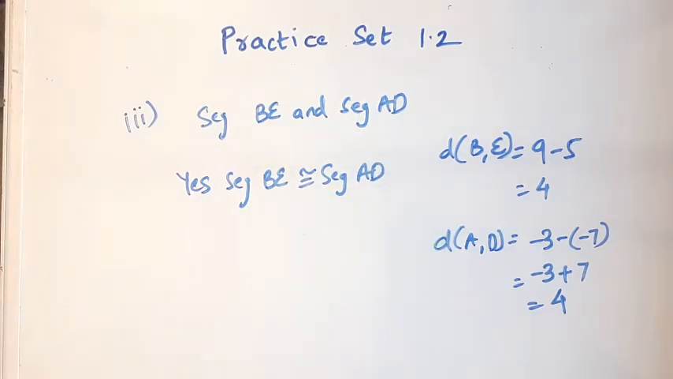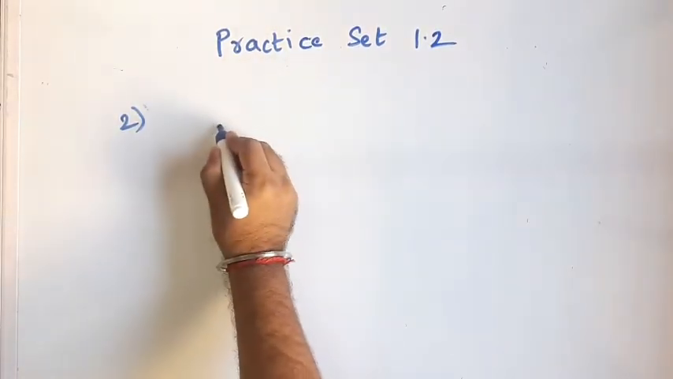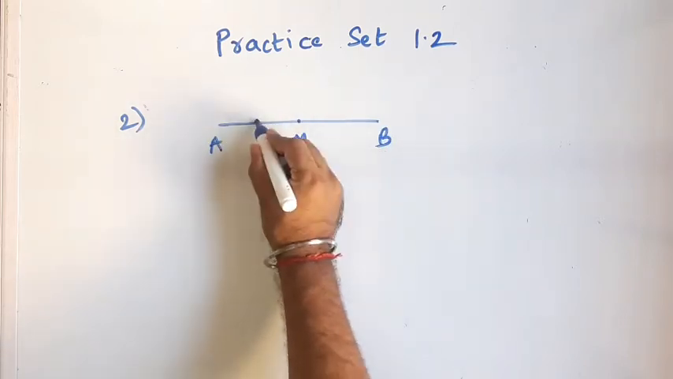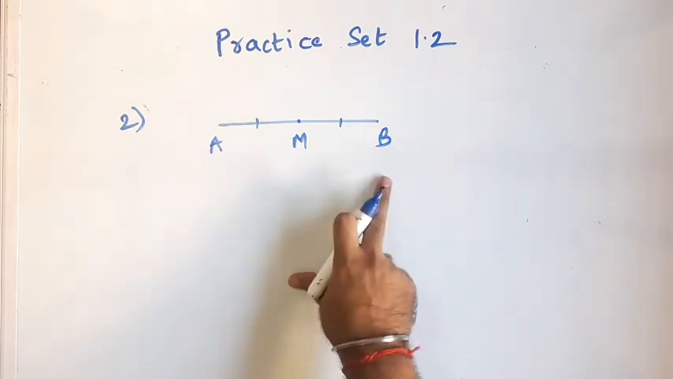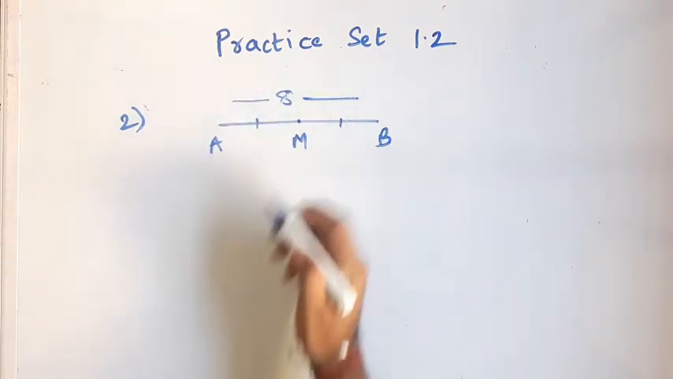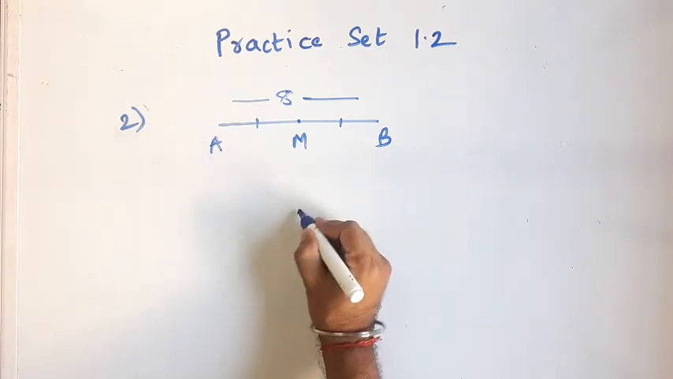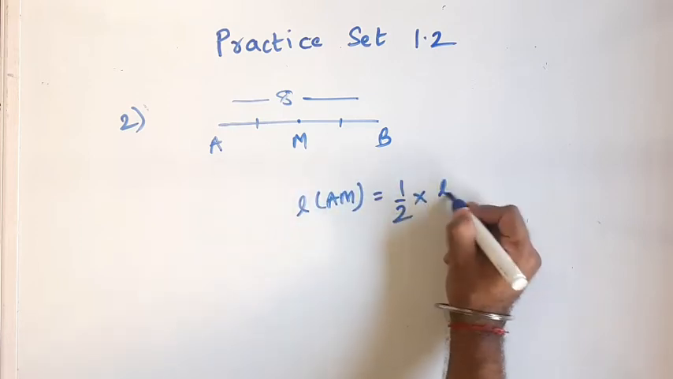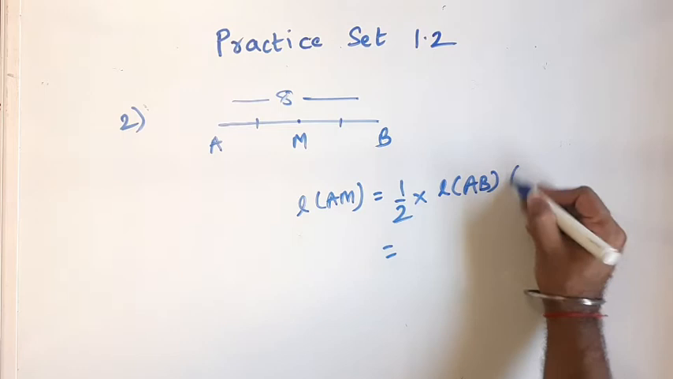Okay, so we'll start with the second one now. Second one says point M is the midpoint of segment AB. Let us draw. Point M is the midpoint, so I'll draw here identical marks. If AB is 8, this whole is 8, then find the length of AM. It is very simple, children. Length AM is equal to half of length AB. Why? Because M is the midpoint. You can write here the reason.